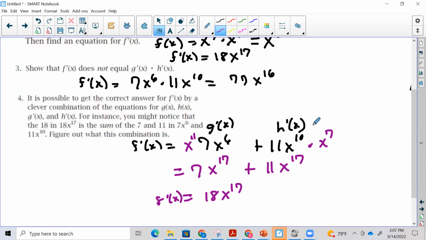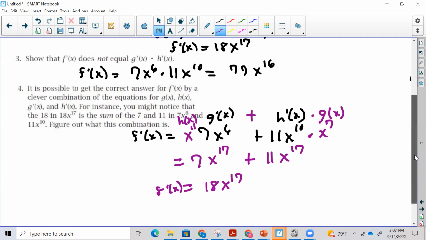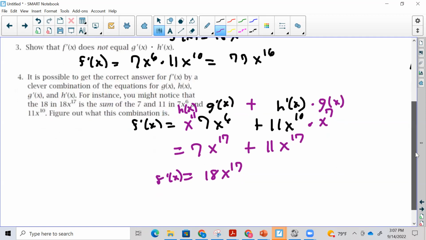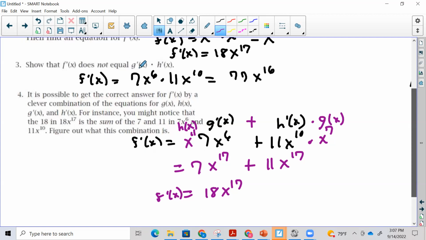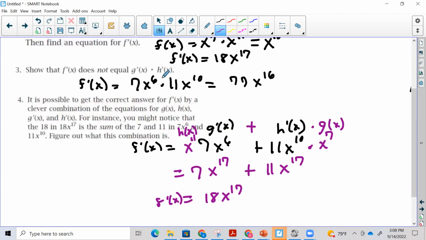And this we said was g of x, and this we said was h of x. And this is called the product rule. So when I want to take the derivative of the product of 2 functions, I can't do this, do g prime and h prime and multiply them. Instead, I have to do this full combination, the product rule.